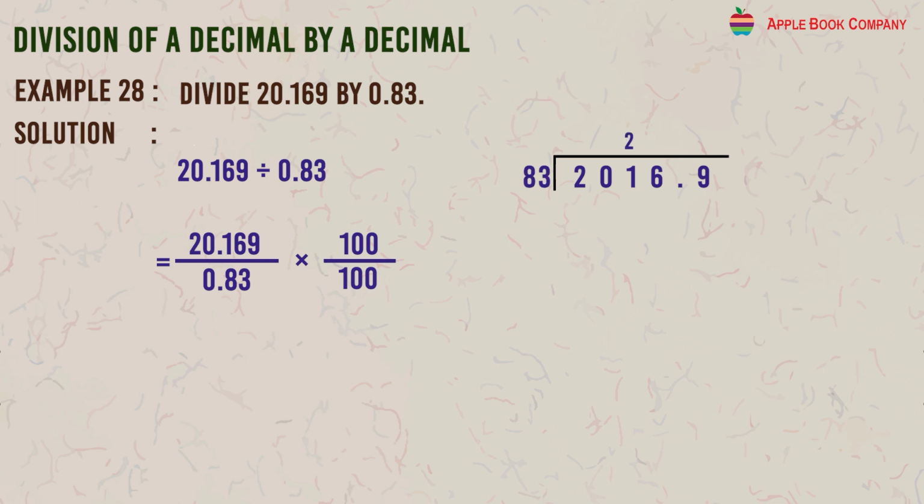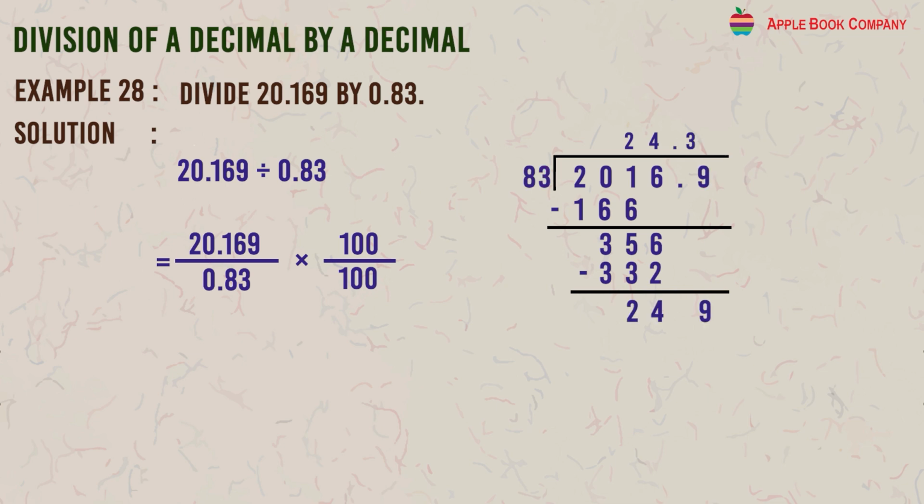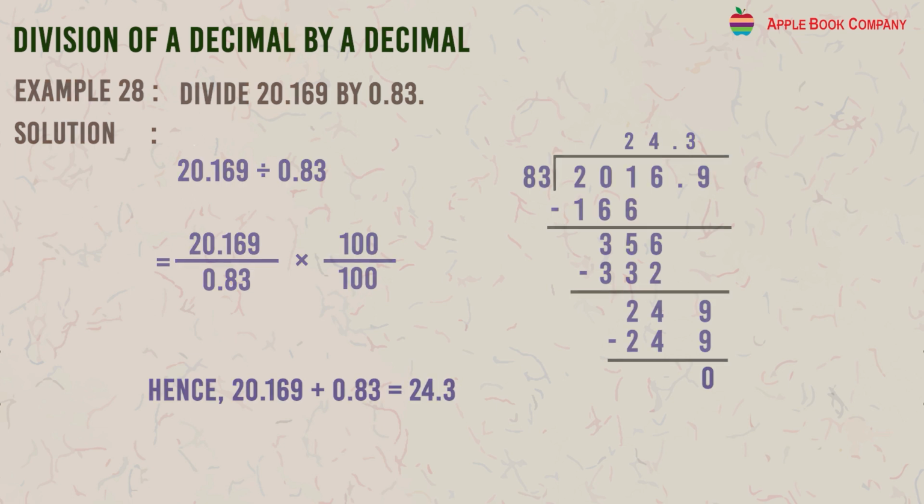83 2s are 166. We are left with 35. Bring down 6. 83 4s are 332. We are left with 24. Bring the 9 down. 83 3s are 249. And the remainder is 0. Hence, 20.169 divided by 0.83 is equal to 24.3.